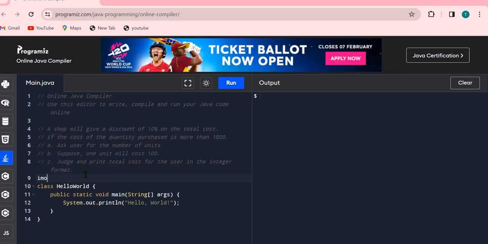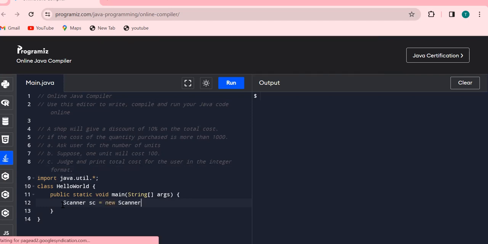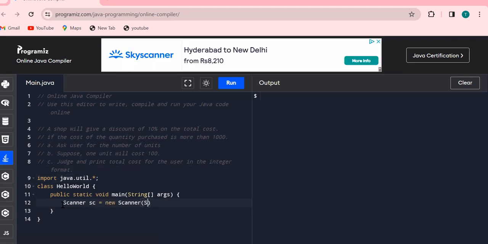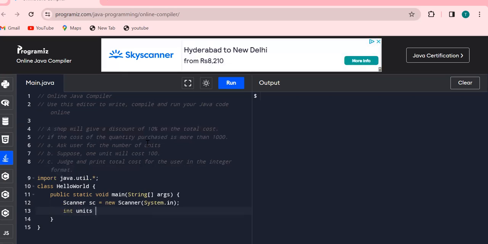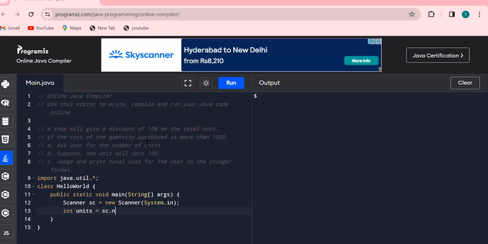So first of all, we have to import java.util.*. Then Scanner sc is equal to new Scanner(System.in). First we have to ask the user for the number of units. So int units is equal to sc.nextInt().